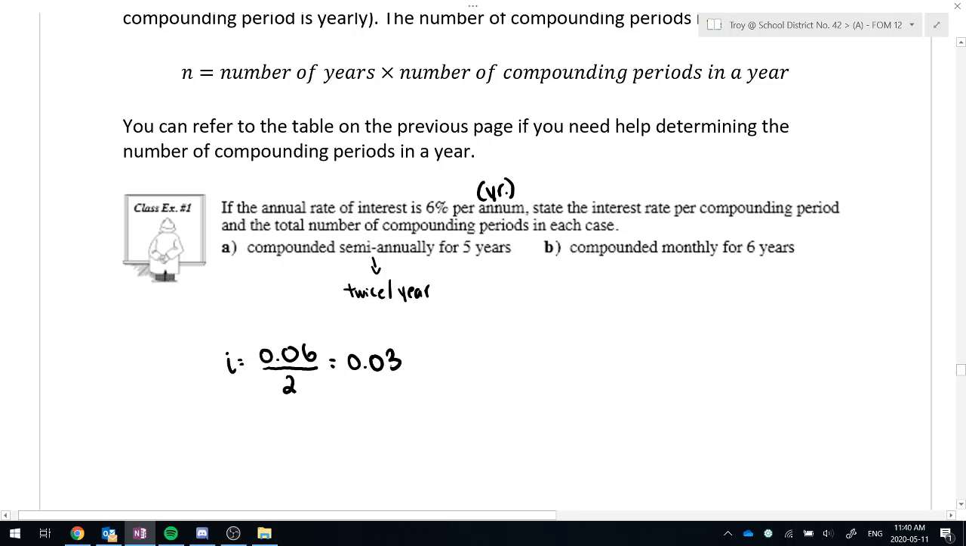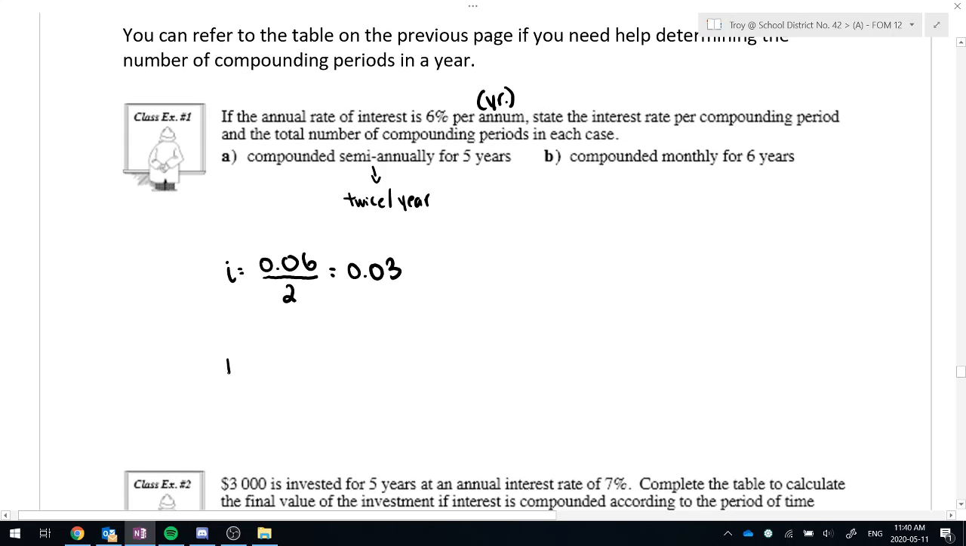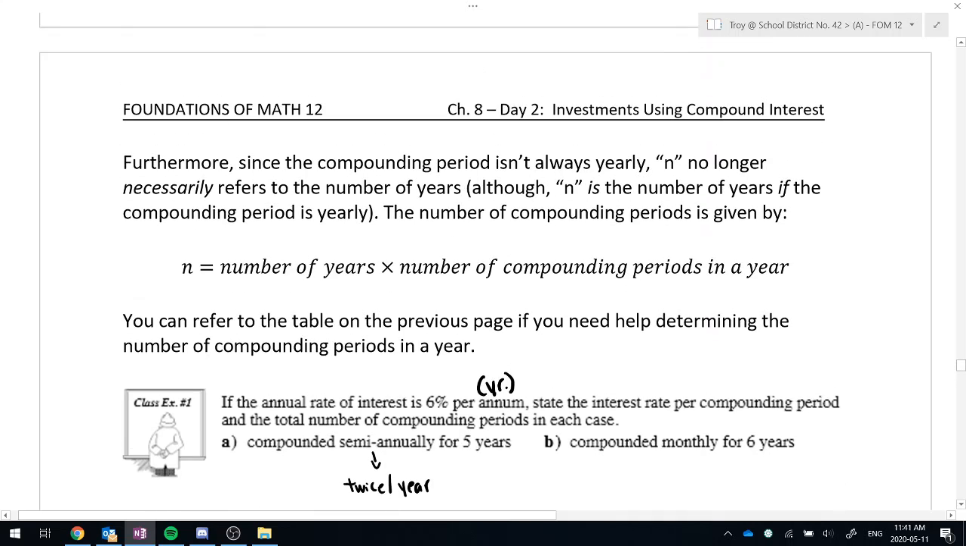So essentially what we're saying is for each compounding period, the interest is 3%. We have 3% in the first half, 3% in the second half, so in the whole year, we get that 6%. Okay? And we can do our n value, total number of compounding periods. So we can go take a look at that.